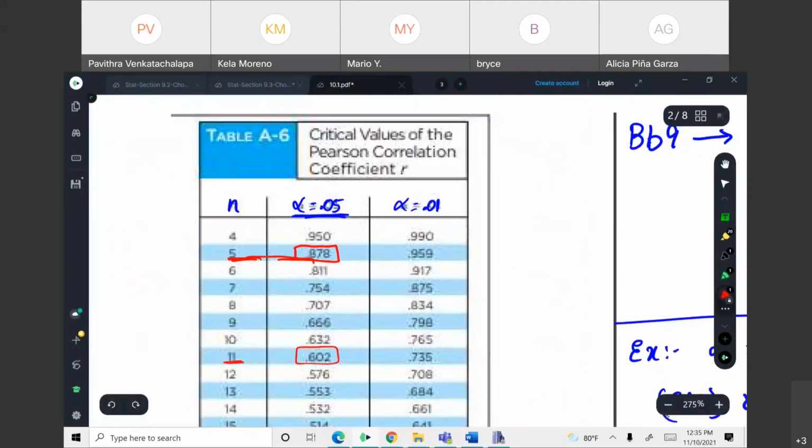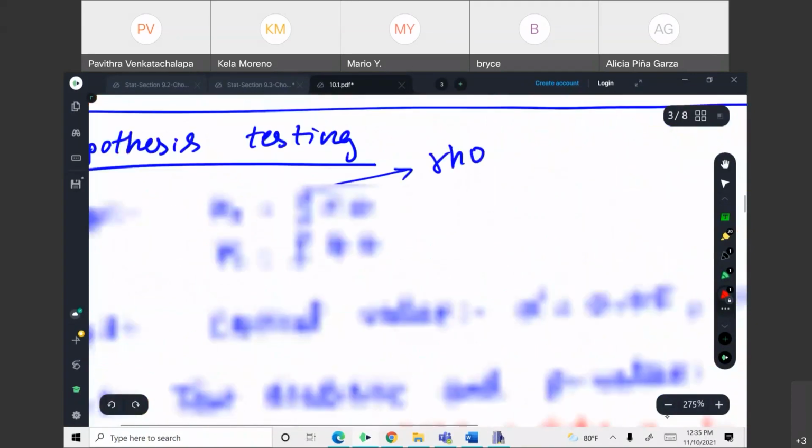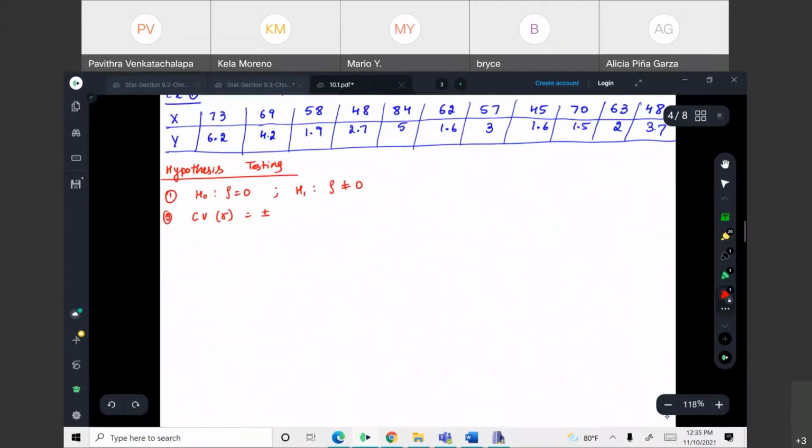You can also take a look at your blackboard. So we have critical value as 0.602. Once this is done, we will find the test statistic value. Here we need a test statistic and p value. So you get both r and p. All I need is the p value, so I want you to calculate p here.